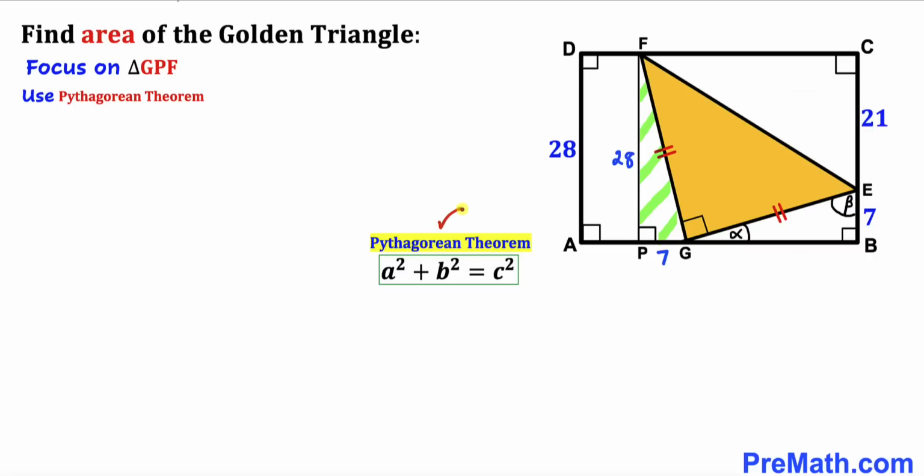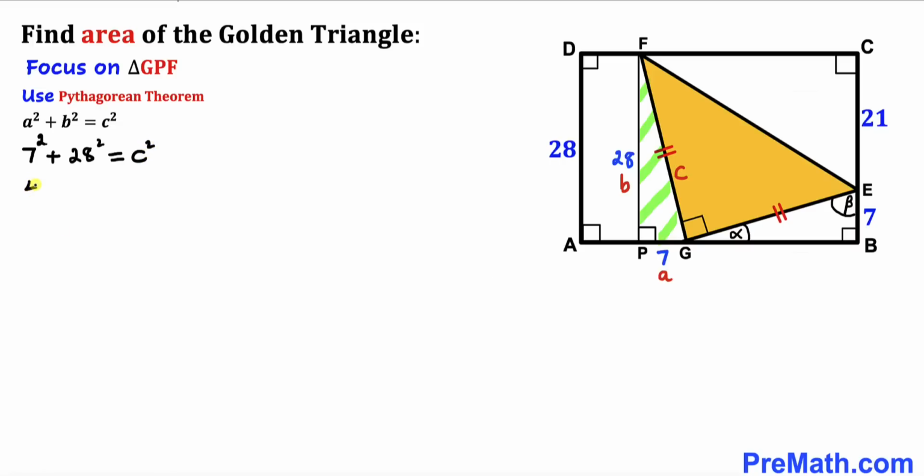And here's our Pythagorean theorem: a squared plus b squared equals c squared. Let me go ahead and call this longest side our side c. I'm going to call this side lowercase a and this side lowercase b. So let's fill in the blanks in this Pythagorean formula. a in our case is 7, so this will become 7 squared plus b in our case is 28 whole squared equals c squared. So 7 squared is going to give us 49 plus 28 squared is going to give us 784 equals c squared.